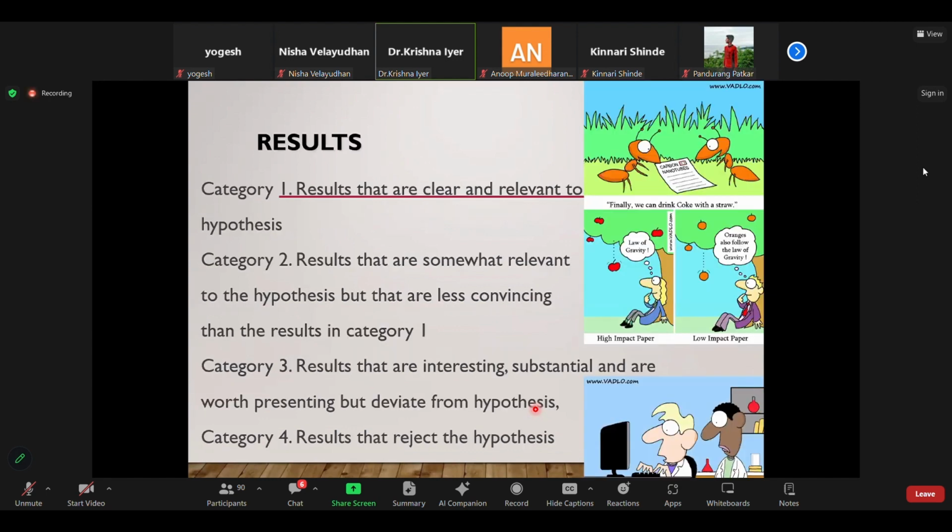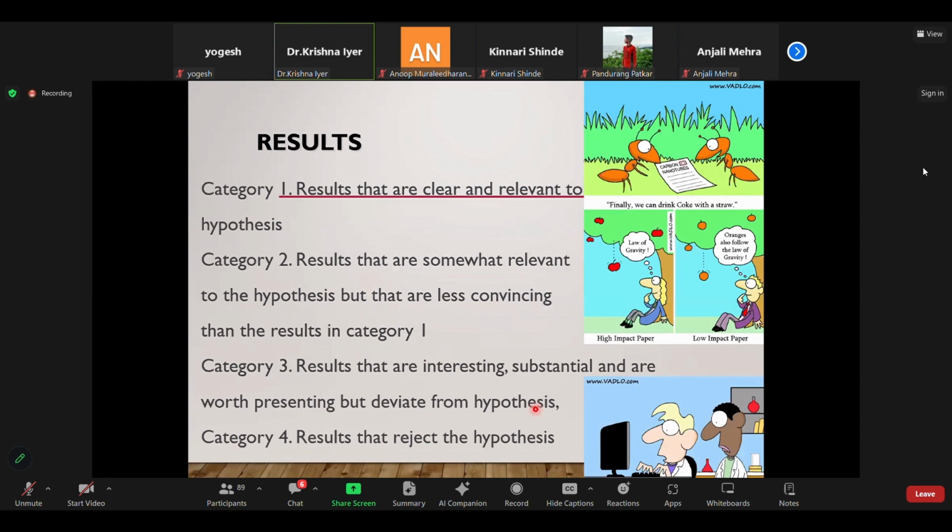Now, the results that you generate can actually fall under 4 categories. And I've got little cartoons on the side which look at this in a lighter sense. You may look at them as I'm talking about this. The first category of results are the best ones. These are results that are clear and relevant to the hypothesis that you have stated. Either they are for it or they are against it. The second type of results are those which somehow appear relevant to the hypothesis but are not as convincing as those results in the first category.